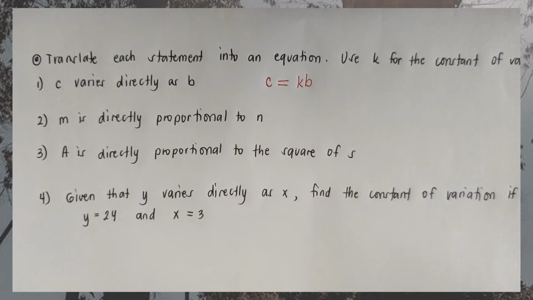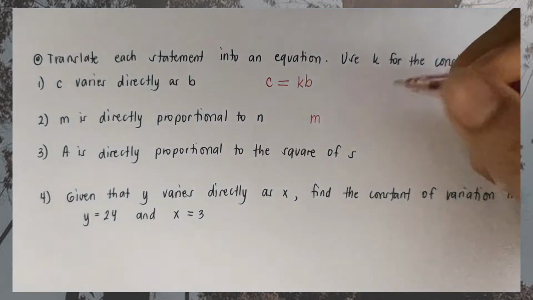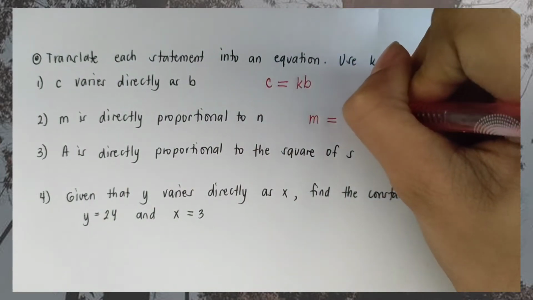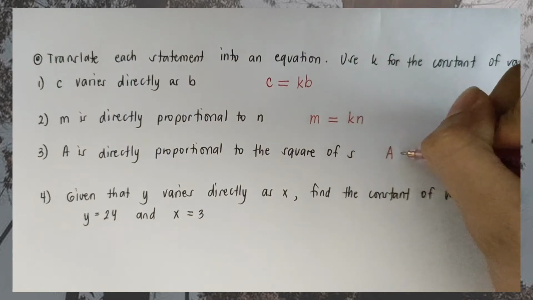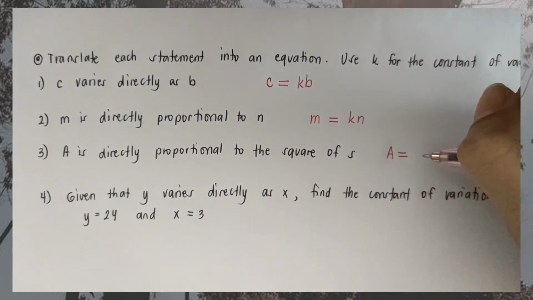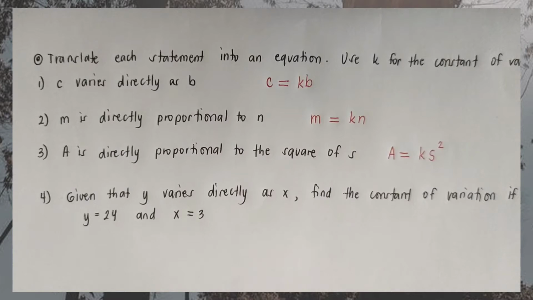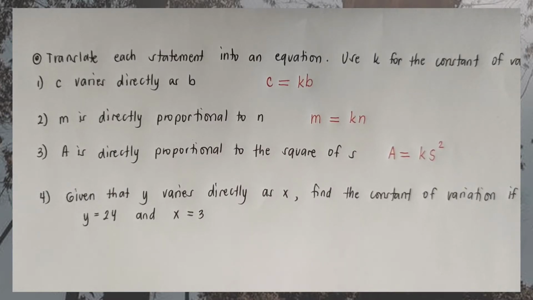Number 2. M is directly proportional to N. So the answer is M is equal to kN. That is the equation for number 2. And third, A is directly proportional to the square of S. So copying the letter A, your constant is k and then the square of your S. So those are the answers for numbers 1, 2, and 3 as we translate each statement into an equation, and we also use k for the constant of variation.